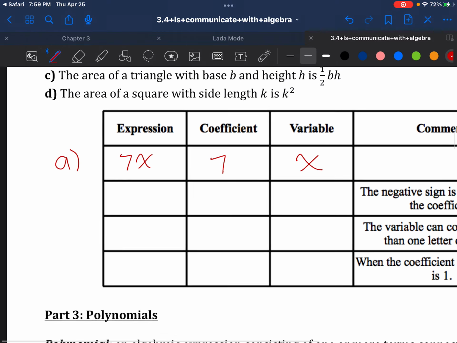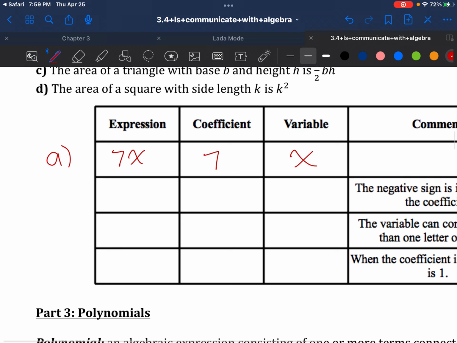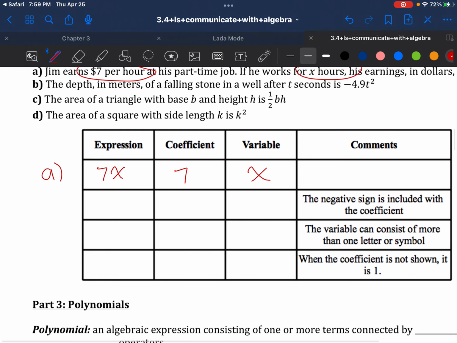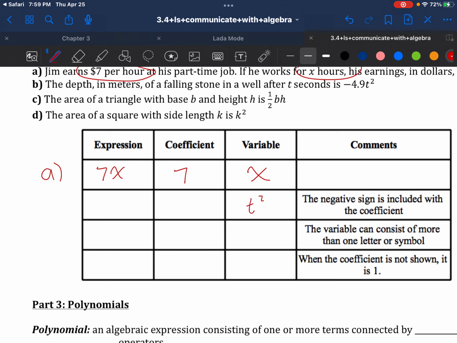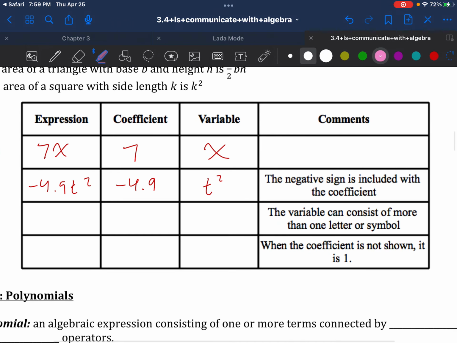Next, the depth in meters of a falling stone into a well after t seconds is negative 4.9 t squared. Okay, so let's see here. The variable is going to be t squared. The coefficient is negative 4.9. And the expression is negative 4.9 t squared. And we want to say here that the negative sign is included with the coefficient. It's good to know.